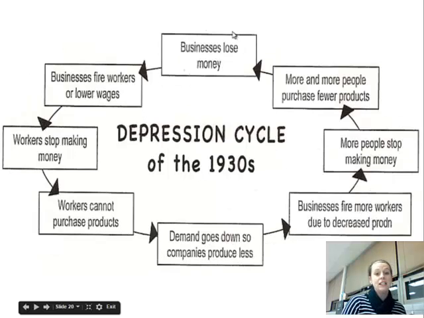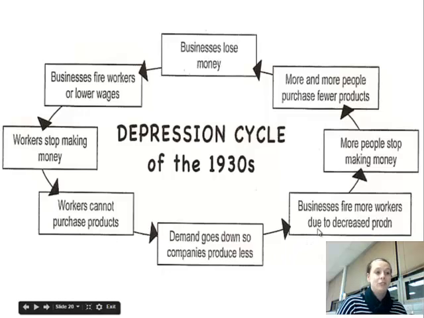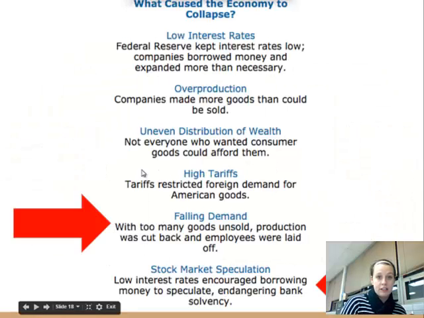In the 1930s, it's the exact opposite. So businesses are losing money, right? So they fire people or they lower wages. And then people stop making money, so they buy less stuff. And when they buy less stuff, demand goes down, and then you need less workers, and so you can see the cycle here. So to recap, this chart is really good to look at.